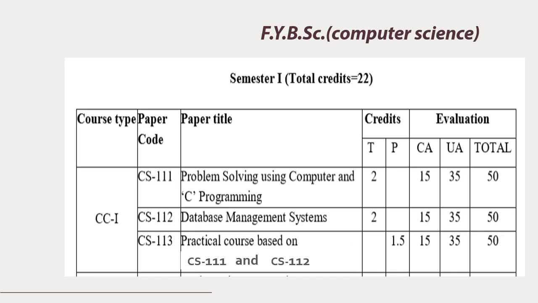Systems. For both these subjects, 2 credits are given for theory. There is a practical based on these 2 subjects and it is having the credit 1.5. For all these 3 papers, continuous assessment is of 15 marks and university exam will be of 35 marks. So, each paper is of total 50 marks.